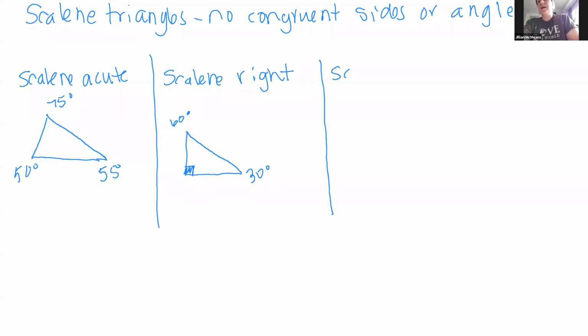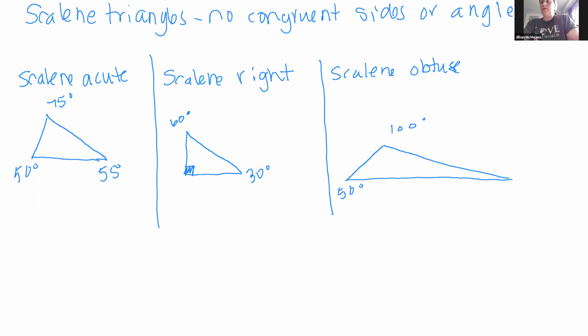And then you could have a scalene obtuse, and that would be something like this. We could say this is 100, this is 50, and this is 30. Okay, so you have one angle that is obtuse, greater than 90 degrees, and then you have the other two angles that are acute, and the sum of the three angles would add up to 180.